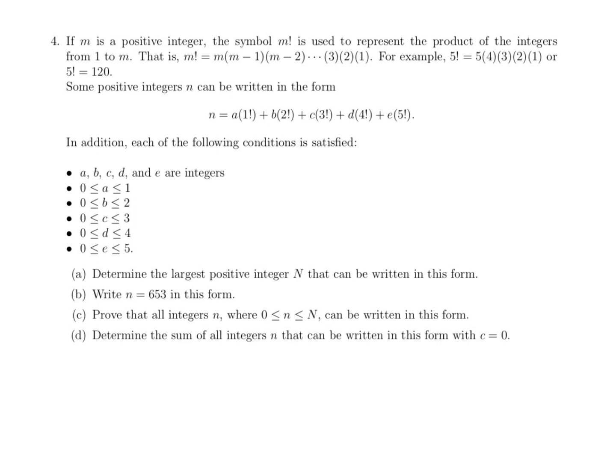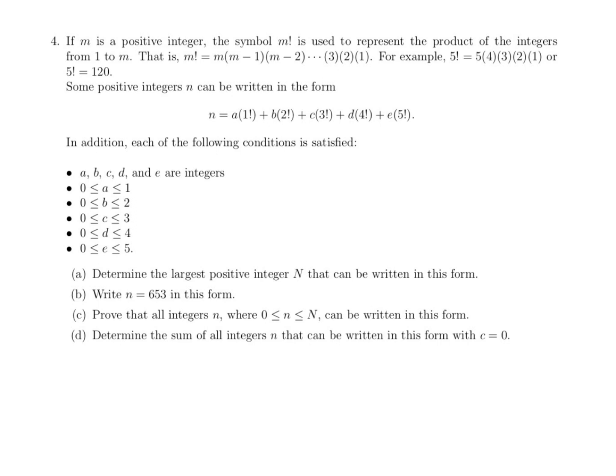Some positive integers, n, can be written in the form n is equal to a times 1 factorial plus b times 2 factorial plus c times 3 factorial plus d times 4 factorial plus e times 5 factorial. In addition, each of the following conditions is satisfied. a, b, c, d, and e are integers. a is between 1 and 0 inclusive, b between 2 and 0 inclusive, c between 3 and 0 inclusive, d between 4 and 0 inclusive, and e between 5 and 0 inclusive.